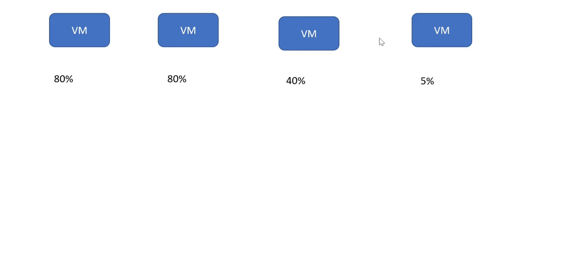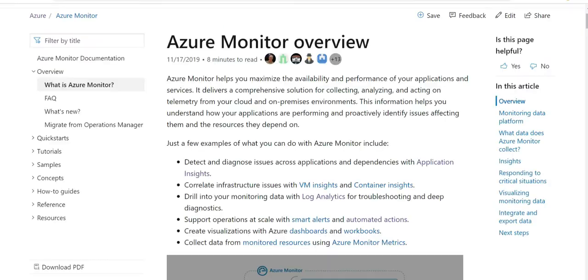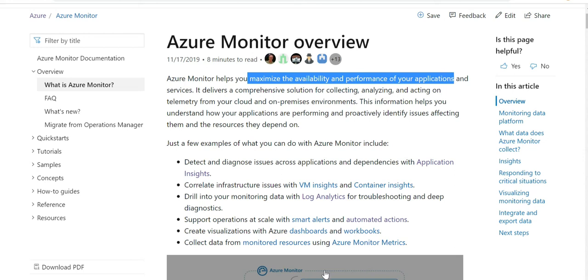Suppose my need is that at least 2 VMs should be up and running all the time. So it will monitor metrics related to performance and availability. That is the important thing. It will not help you with reducing the cost because the purpose is different. The purpose is to use Monitor to ensure high availability. So if you see this document, it's saying it maximizes the availability and performance of your applications. That is point one.